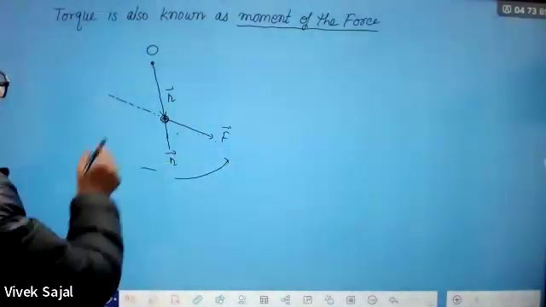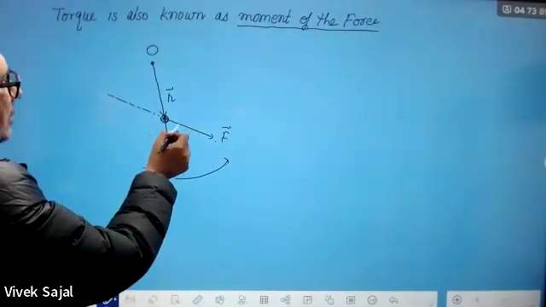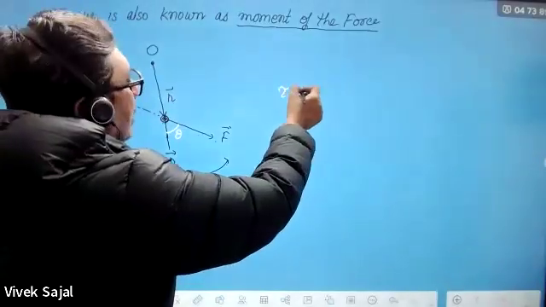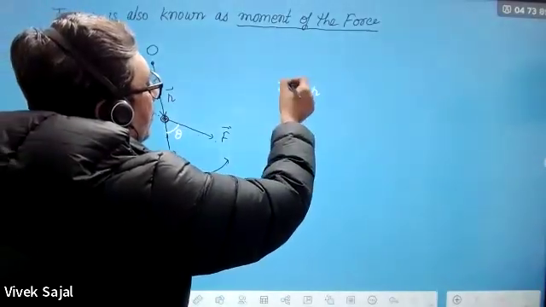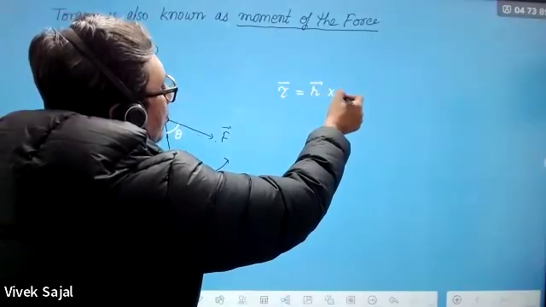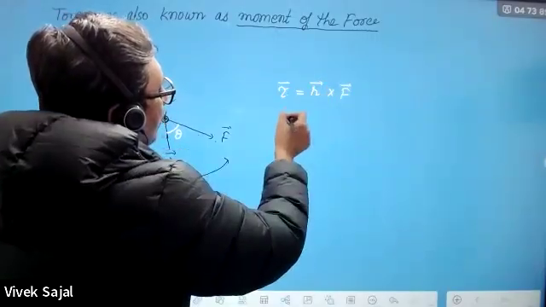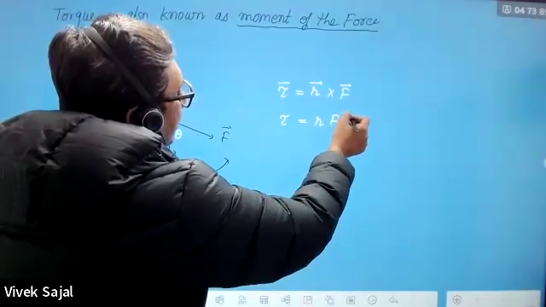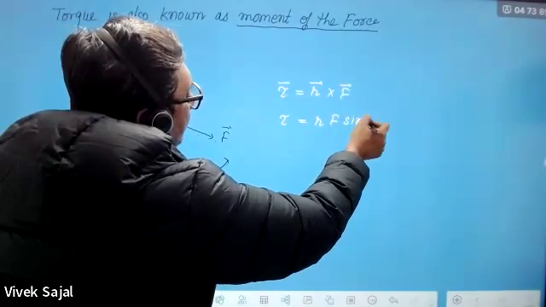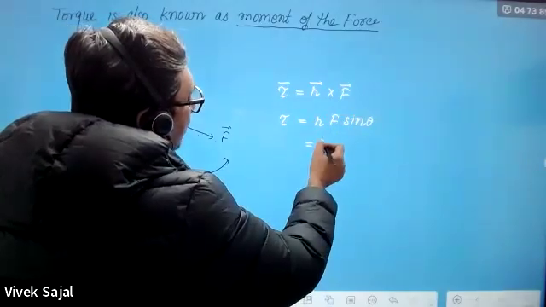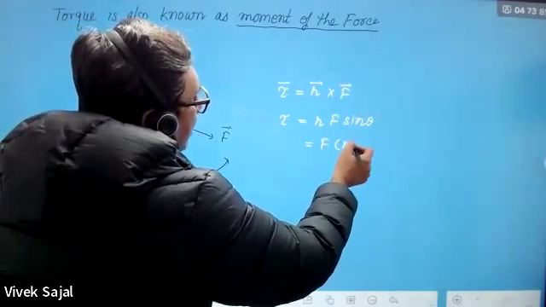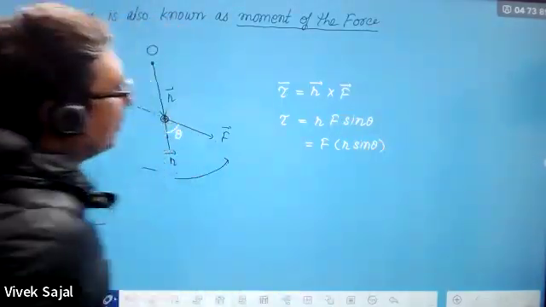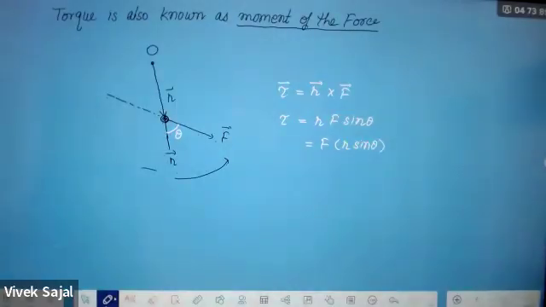Now, what do you do? Draw a perpendicular from here. Suppose this is theta. So what will be the torque here if you write? That will be r cross F. So torque will be r F sine theta. So this will be F and this will be r sine theta. This will be F into r sine theta.